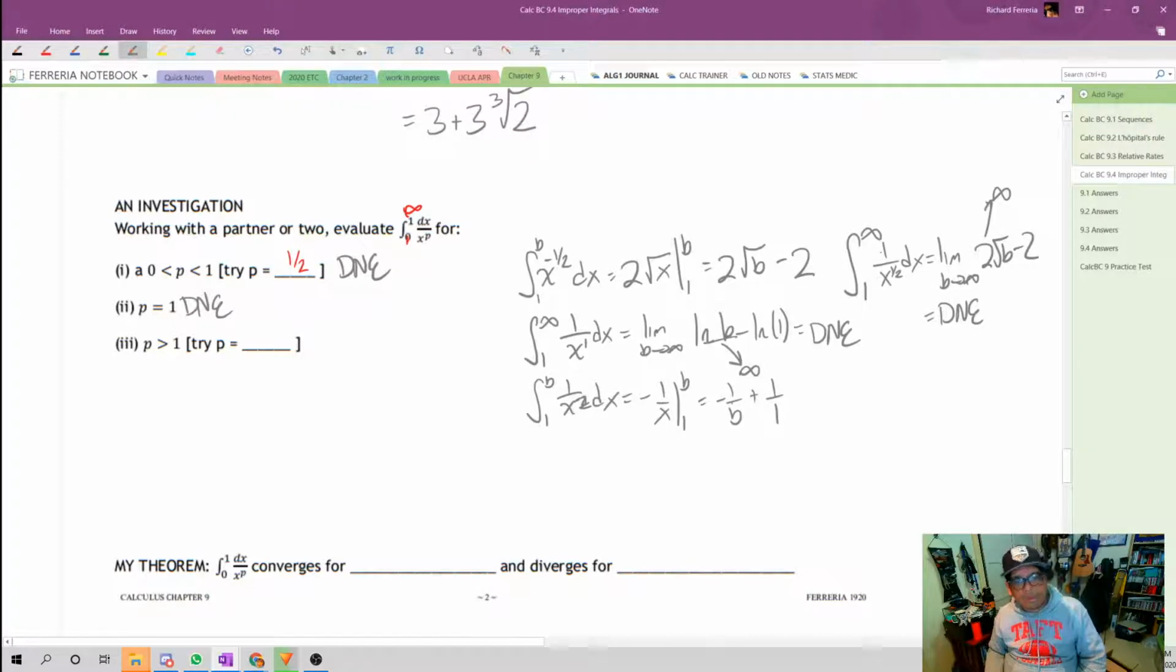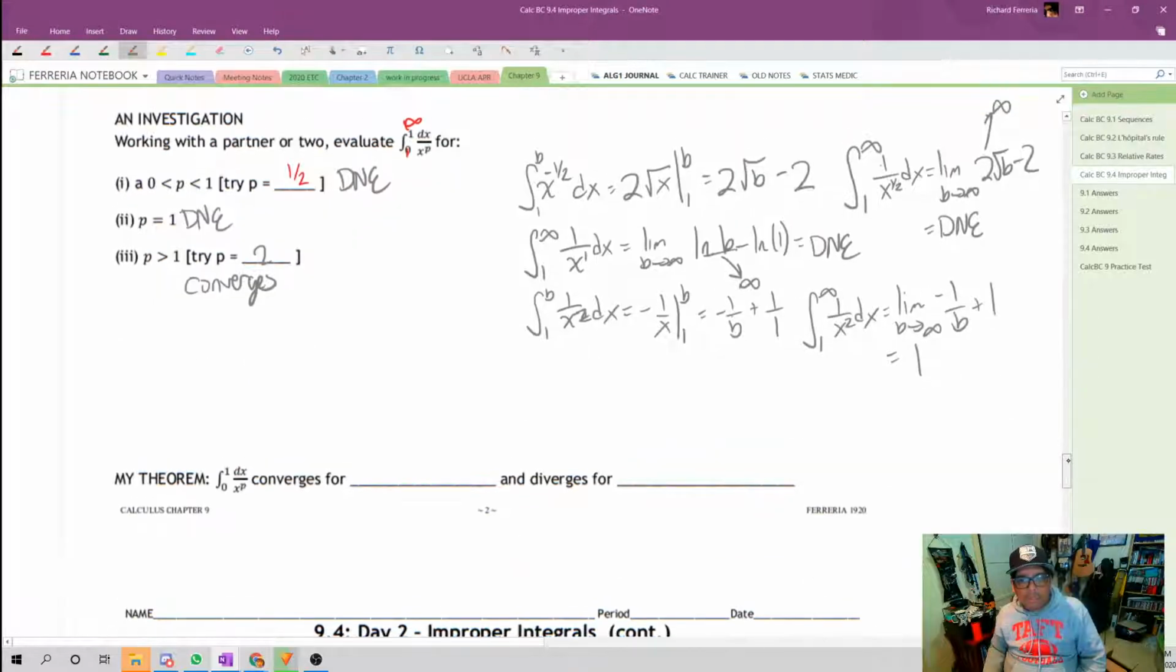Okay, so then the integral from 1 to infinity of 1 over x squared dx, that's going to be the limit as b approaches infinity of negative 1 over b plus 1. And that's equal to 1. So when we try p equals 2, this converges.